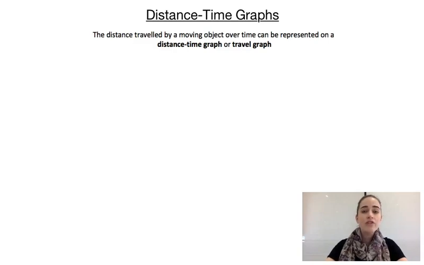In this video, I want to have a look at distance time graphs. As the name suggests, these graphs represent the distance that an object is traveling over a period of time. Sometimes they're also called travel graphs. So let's have a look at an example.